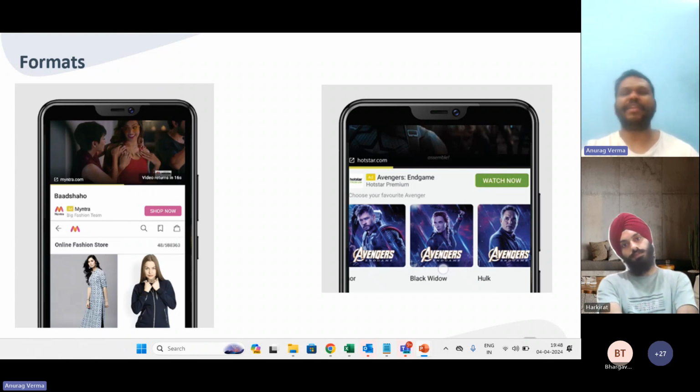So the standard industry lingo is companion ad. You show the video and then alongside there's a companion running. For example, there's an in-house ad that they're showing for Hotstar Premium. They're trying to convert users to subscribe to Hotstar Premium. So obviously they're showing the video for this entire Avengers series, and then alongside they're showing this carousel to get the user excited about all the different titles from the Avengers series that they have. So that's how you do format innovation and get advertisers excited.